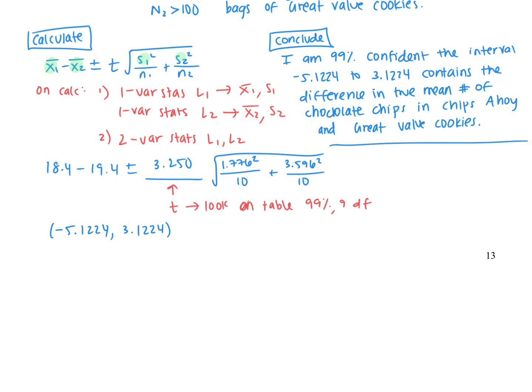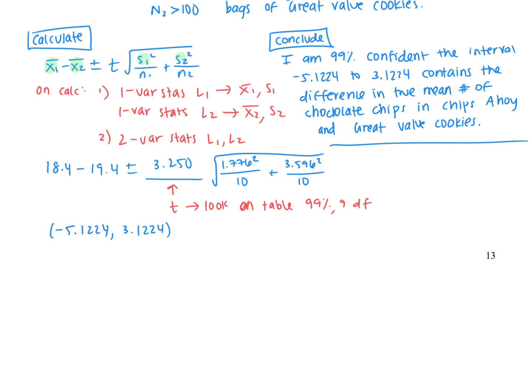Alex? Does it matter which one you put first? Like putting Chips Ahoy before Great Value? It's not going to be a huge deal. I would be consistent with how you defined your parameter. So whichever one you defined as mu1, put that one first.